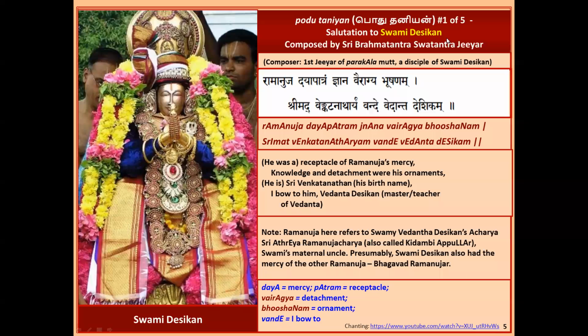That is a salutation to Swami Deshikan. It's composed by Sri Brahmatantra Swatantra Jiyar, who was the first Jiyar of Parakalamat, and he was a disciple of Swami Deshikan. Now the question is, why Deshikan? Why have a salutation to Swami Deshikan when we are about to recite Divya Prabandham? The answer is that, of course, Deshikan is a great acharya of the Vaishnava tradition. He was born 750 years before last year. We celebrated the 750th birth anniversary last year.